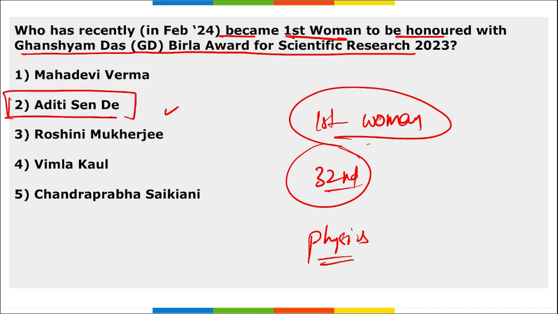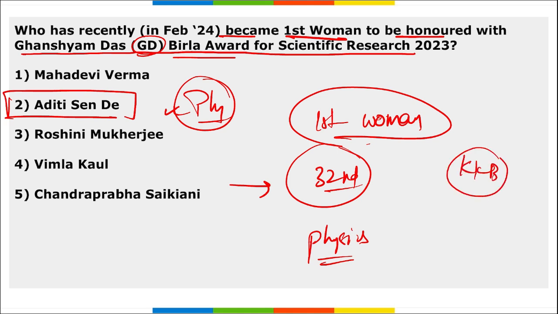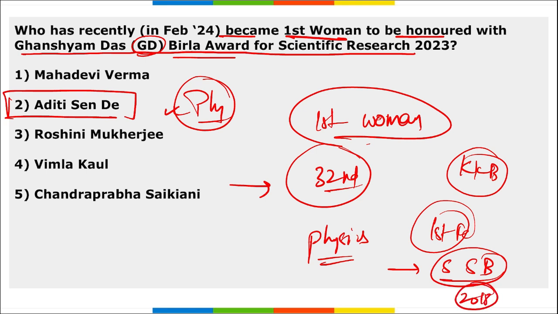Correct. For her contribution in the field of physics, she will be honored with the 32nd GD Birla Award, that is Ghanshyam Das Birla Award. This is for scientific research in the field of physics, and she is the first woman to receive this award. Correct. This GD Birla Award is given by KK Birla Foundation. She was also the first female to receive the Shanti Swarup Bhatnagar Prize for Science and Technology in 2018. So she became the first woman to receive two awards: Shanti Swarup Bhatnagar Award in 2018 for science and technology, and again GD Birla Award for scientific research in 2023.